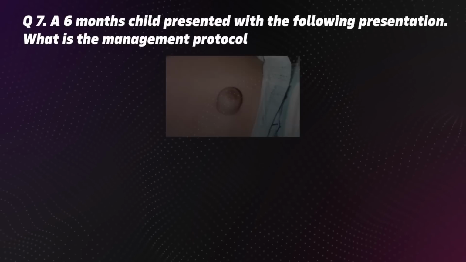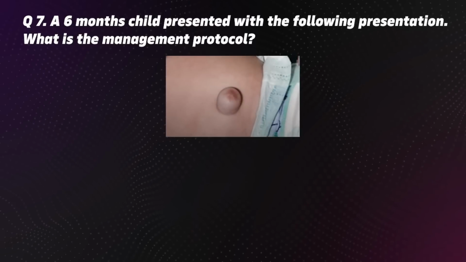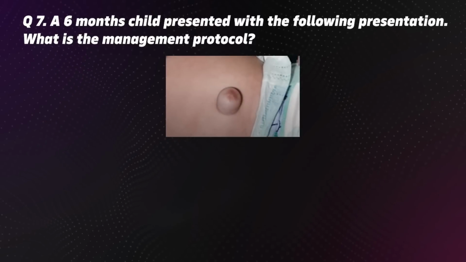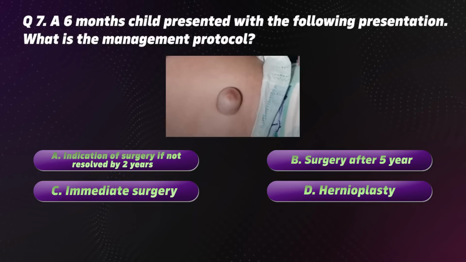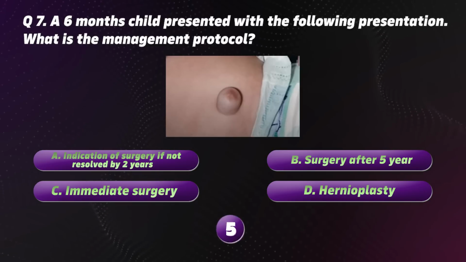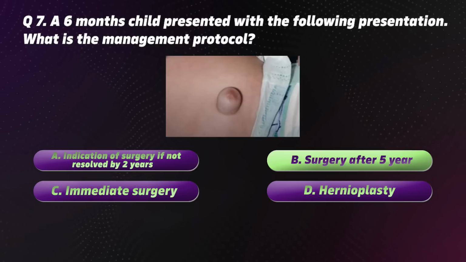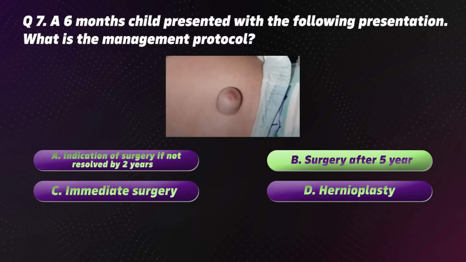Question 7. A 6-month-old child presented with the following presentation. What is the management protocol? Here are the options. A. Indication of surgery if not resolved by 2 years. B. Surgery after 5 years. C. Immediate surgery. D. Herniaplasty. And the correct answer is option B, surgery after 5 years.